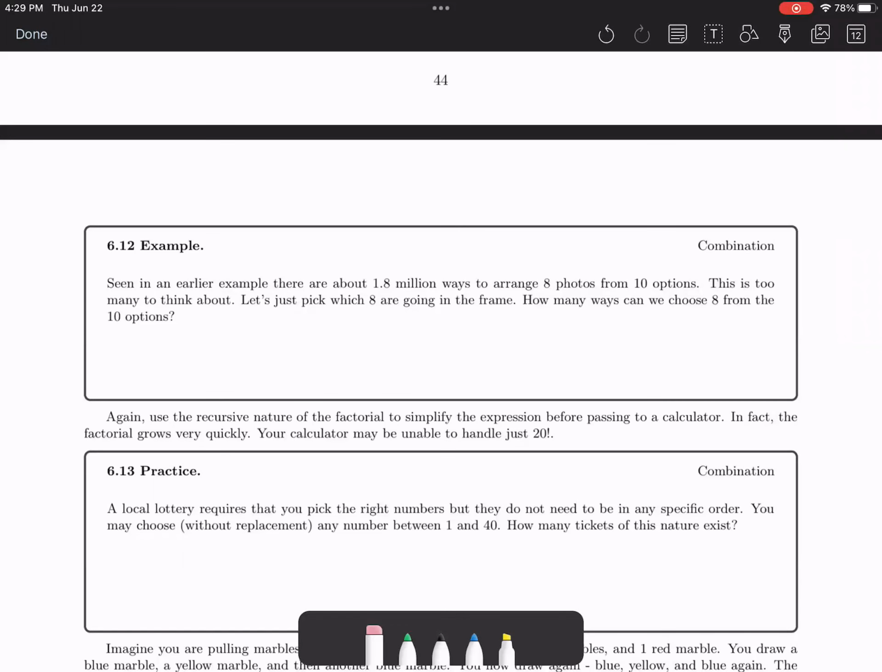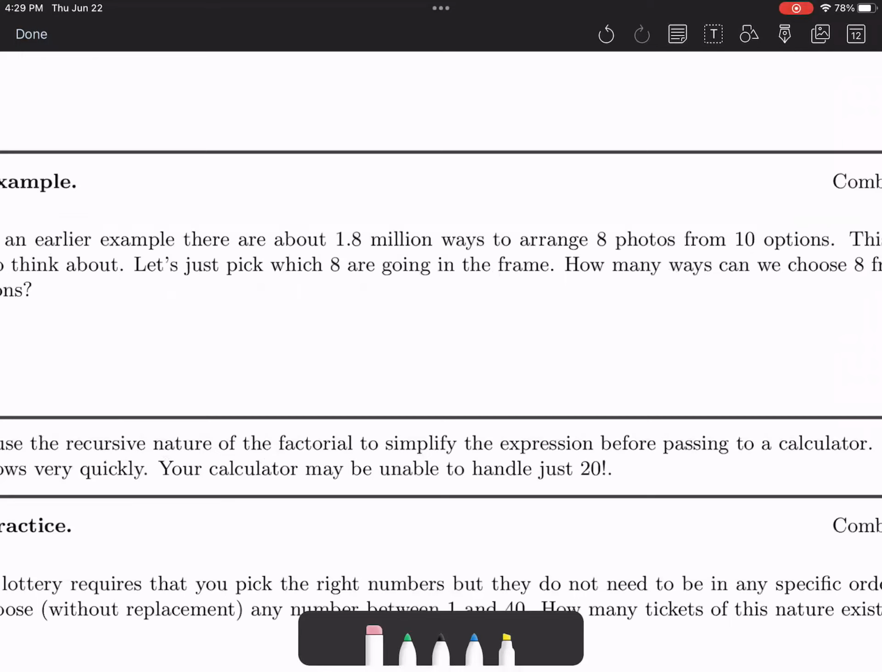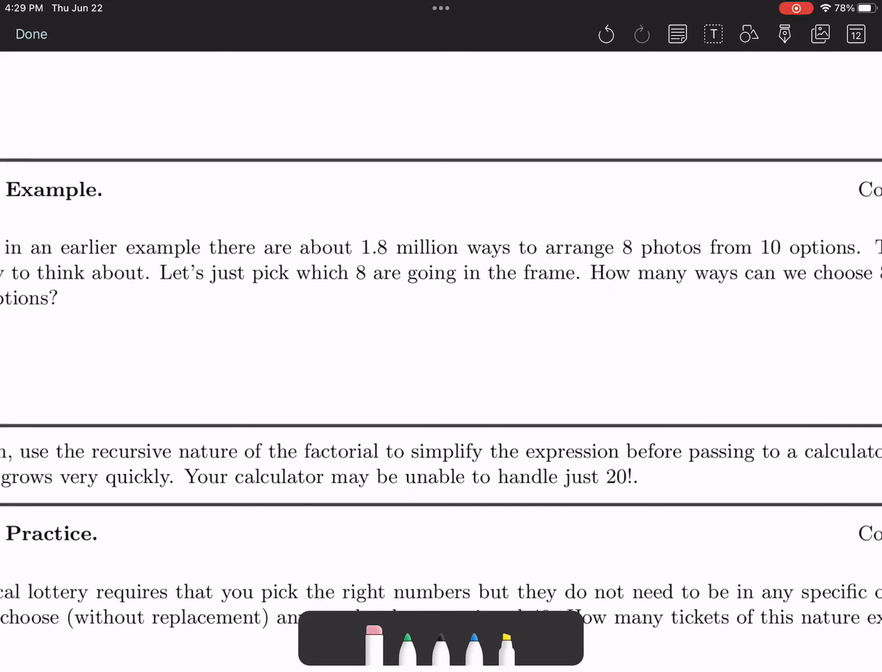Okay, we just got done with an example that showed us that there's a lot of different ways to arrange 8 objects from 10, right? In the example that we just did, we're arranging 8 photos into a picture frame when we have 10 photos to choose from. And we just told ourselves that 10 permute 8, or the number of ways to arrange 8 things from 10, was 1,814,400. So that's way too many to think about.